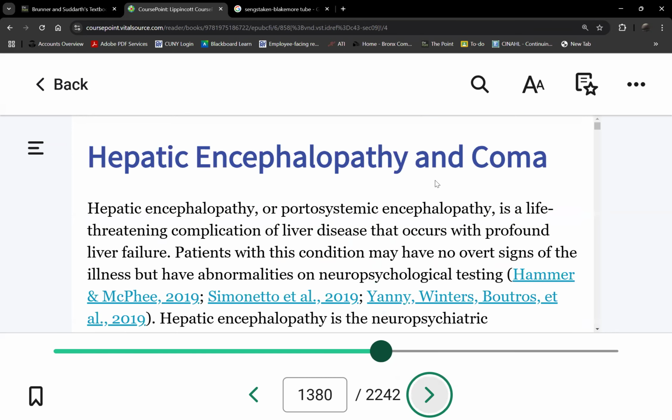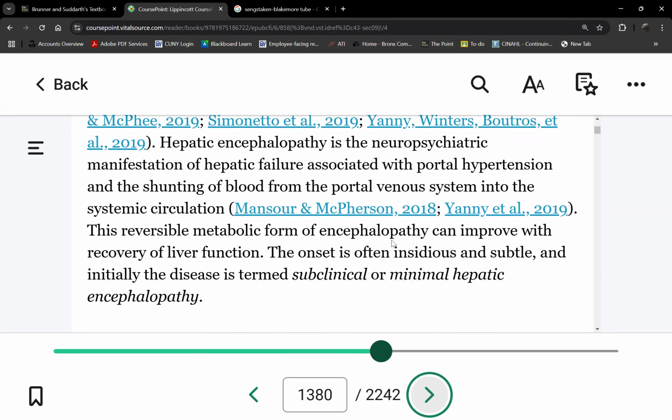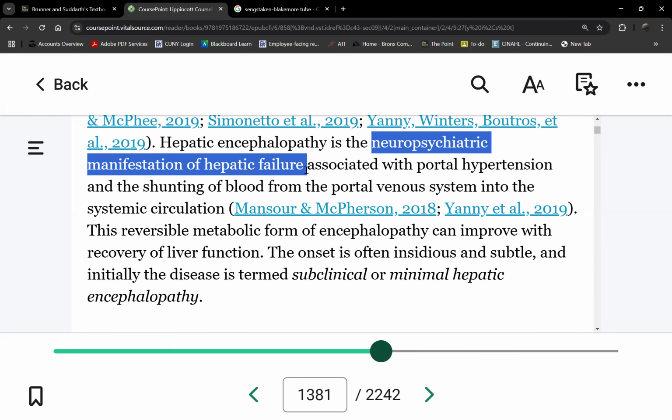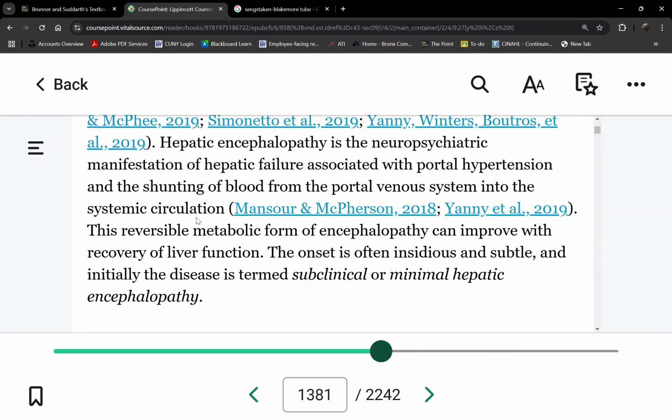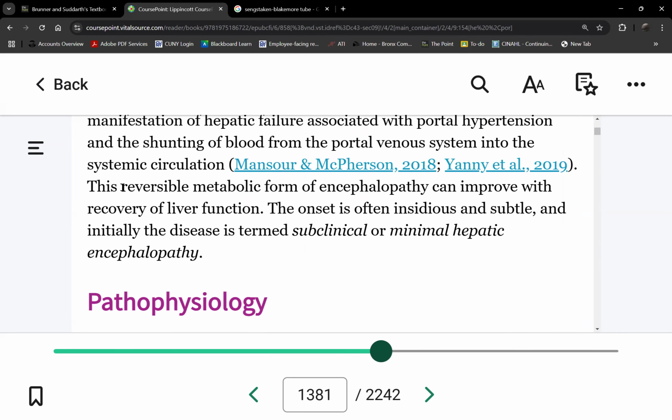All right, let's proceed with encephalopathy and coma. So this obviously is caused by ammonia. Now, let's go back to protein earlier. So what is hepatic encephalopathy? It is a neuropsychiatric manifestation of hepatic failure. There are different stages. This is reversible in the early stages. The number one main cause of this is really ammonia. So as long as you manage ammonia levels, the patient won't have to have encephalopathy.